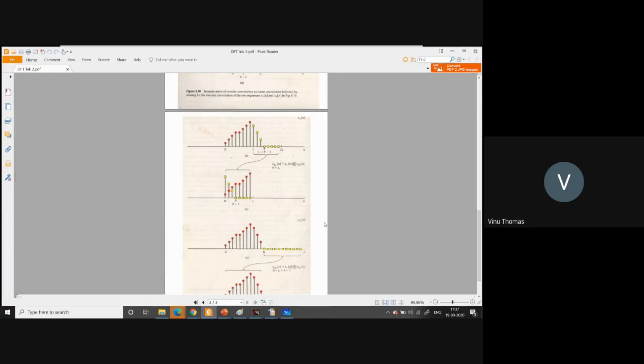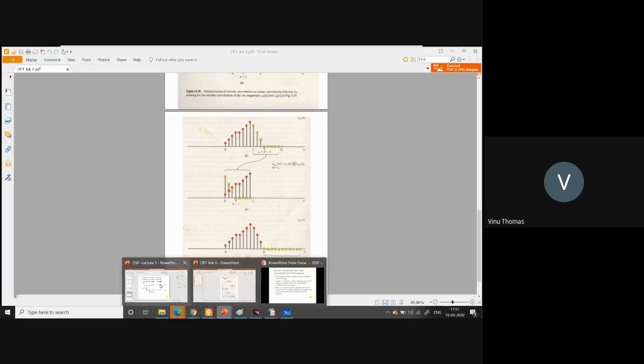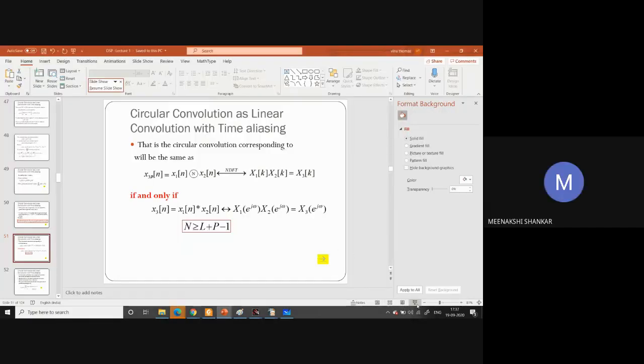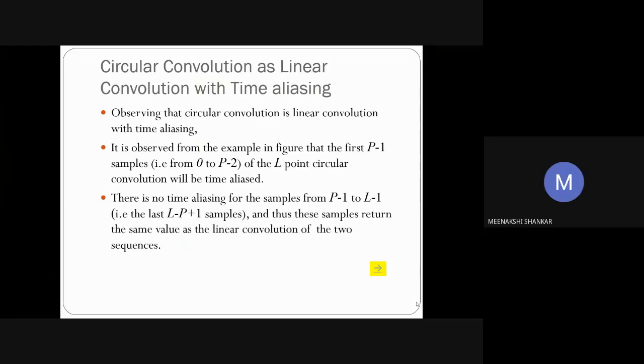And which samples are correct? From P minus 1 to L minus 1. How many samples are there from P minus 1 to L minus 1? So you can just check now. How many samples are correct? From P minus 1 to L minus 1 would be L minus 1 minus P minus 1 plus 1. That would be L minus P plus 1. So the last L minus P plus 1 samples will be correct.